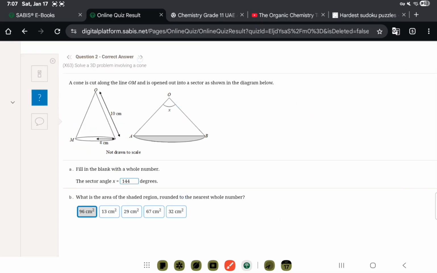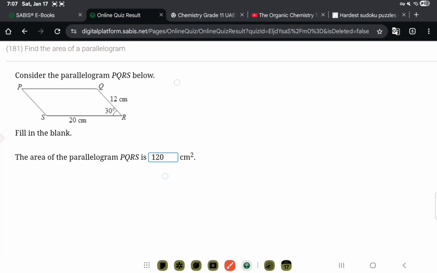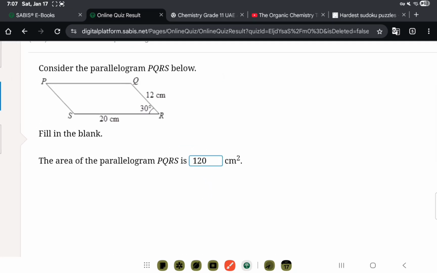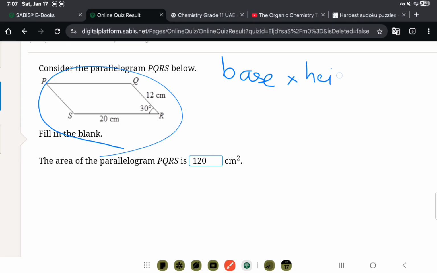Okay, next question. The formula for a parallelogram is very easy. It's just base times height. Now I know you're probably going to think that this is the height. No, that's not the height. This is the height. The height has to be perpendicular. So here I'm going to write height perpendicular. That is not perpendicular. It can't be slanted height. You don't use that ever.